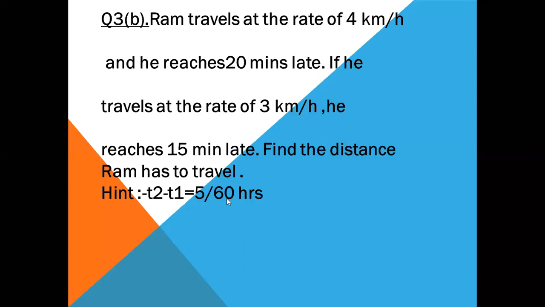Why have I divided by 60? Because the speed has been given in kilometers per hour, so I'm taking time in hours. By solving this, you can find the distance Ram has to travel. The catch in the question is the 5 minutes. How did you get this 5 minutes? That is very important. 20 minutes late, 8:20. 15 minutes late, 8:15. So what is the time gap? 20 minus 15 is 5.